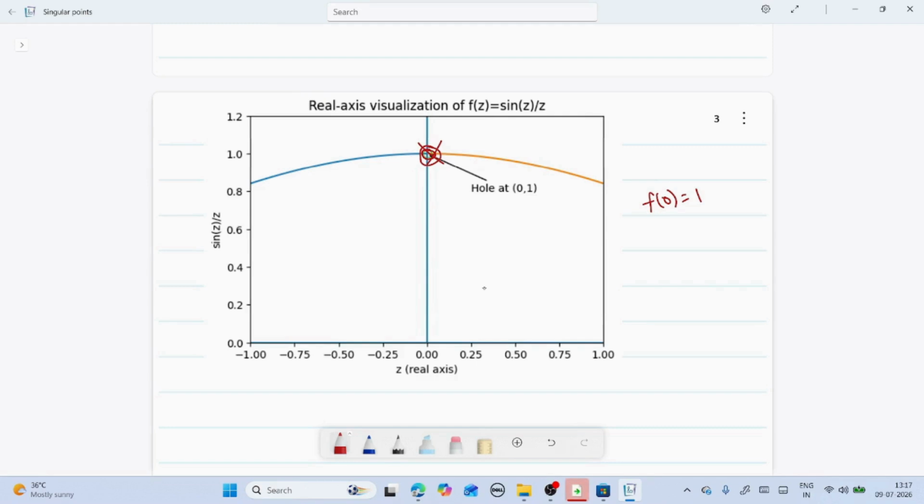Which means z equal to 0 is no more an isolated singular point. In other words, this isolated singular point can be removed by redefining the function f of z at z equal to 0. Therefore, that is why the name says that this is a removable singular point. We will see a few more examples on this.